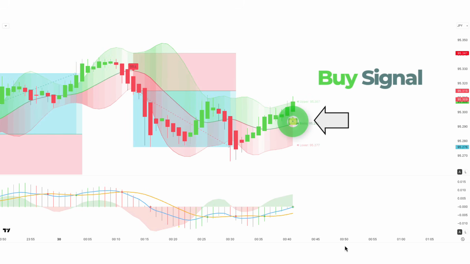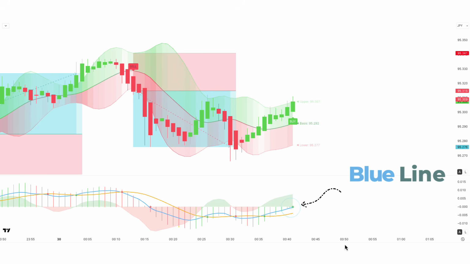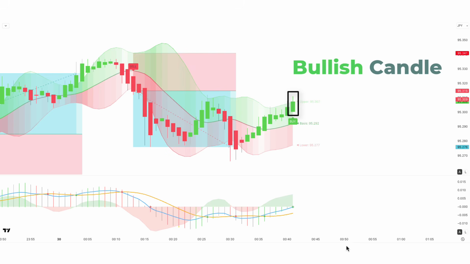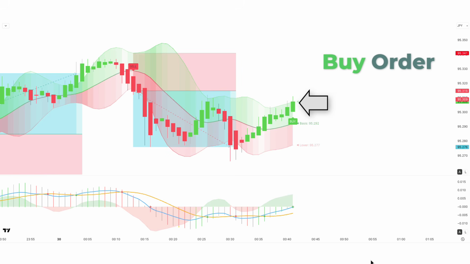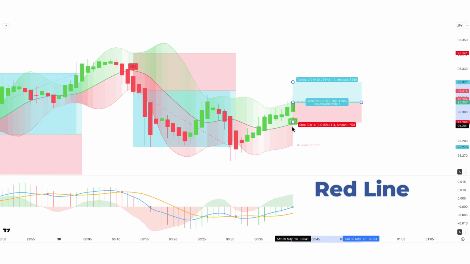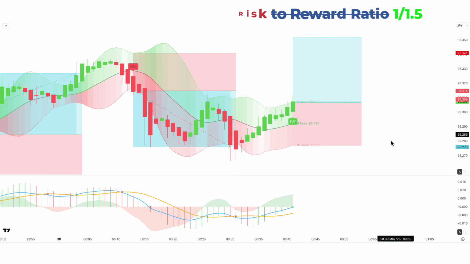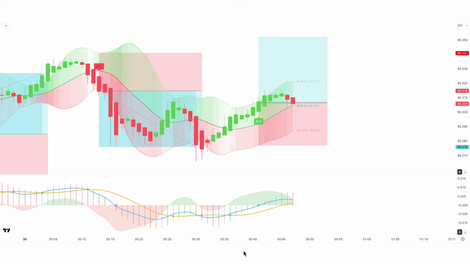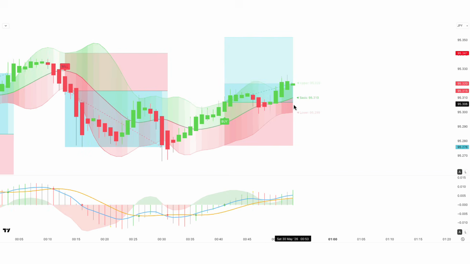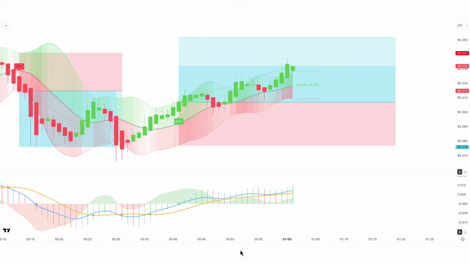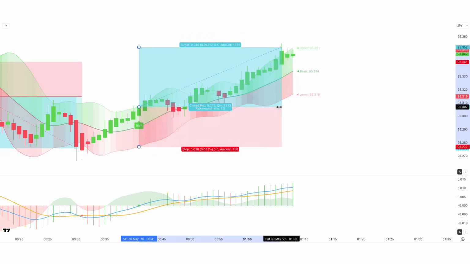Here, the Nadaraya-Watson envelope arrow up of this indicator is the buy signal. Here, the blue line of the Awesome Oscillator is above the orange line. Here, the market has made a bullish candle to give confirmation. So all our conditions are being fulfilled, so we are placing an order to buy. Our stop loss is to be placed at the red line, and the risk to reward ratio will be 1 to 1.5. Let's see what happens to our trade. Our trade is running in profit. We have won the trade. Let's find the next trade.